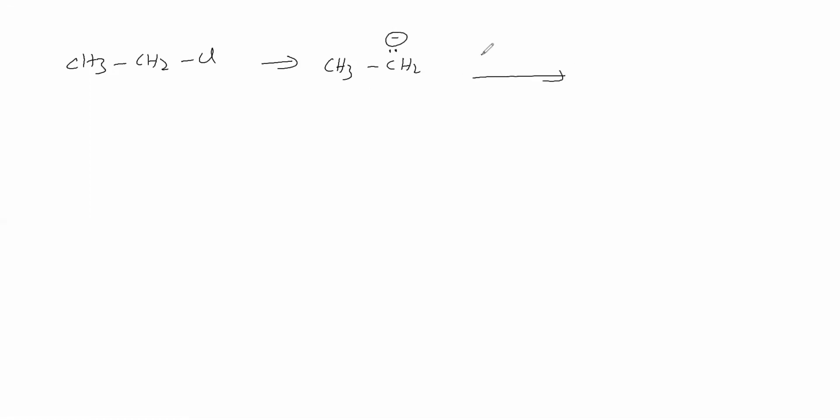This will attack another ethyl chloride, where this carbanion will attack the carbon carrying chlorine, so Cl minus will leave. Therefore, this is the product we are getting. This alkyl group we have to double.